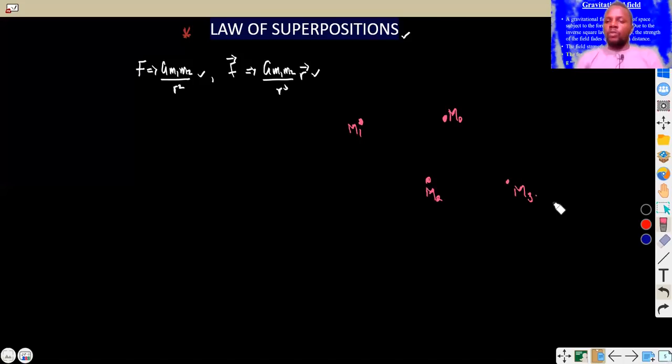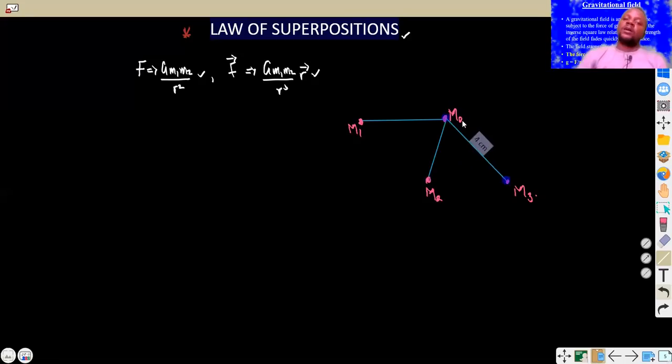So we can go for the distance of separation of each of them. The distance from this point of origin, which I call the test mass, to m1, I take as R1. From this point to this point, I take it as R2. And from this point to this point, the camera is not even helping me at all, I take it as R3.